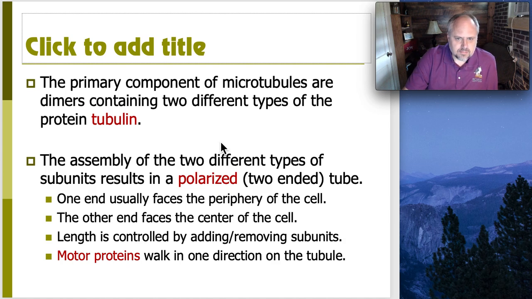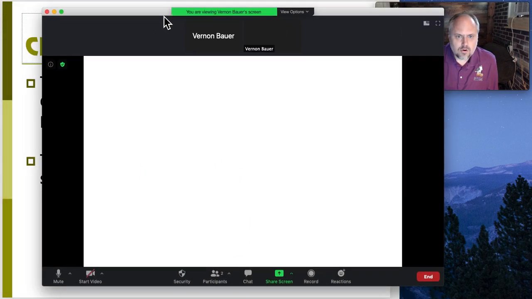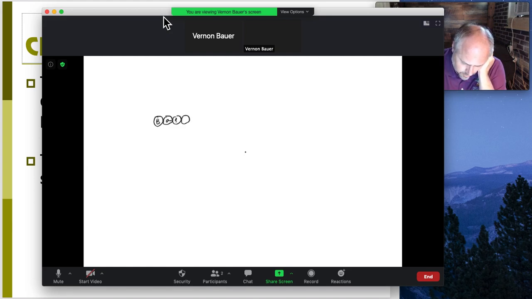And what this does is it actually makes the tubule. Let me show you a little bit about what I mean here. Basically what happens is, and we'll just call them A and B, I think typically they go with alpha and beta, these alpha and beta subunits are going to form a hollow tube.